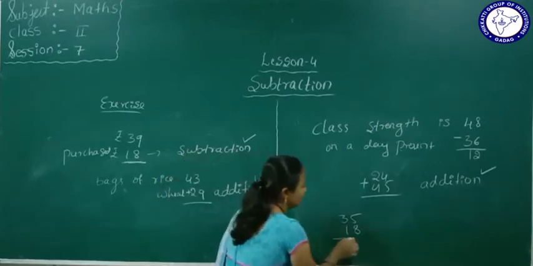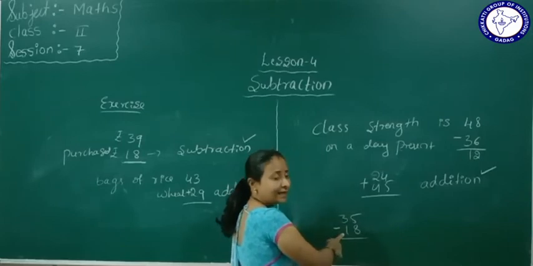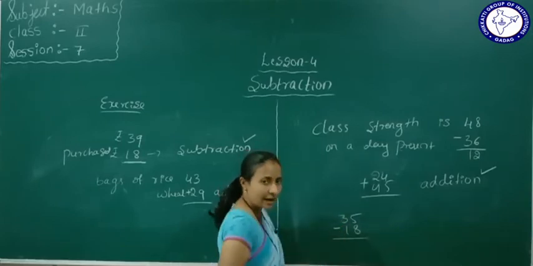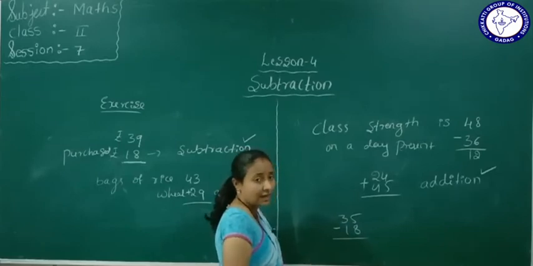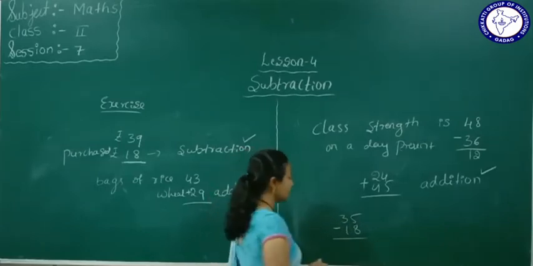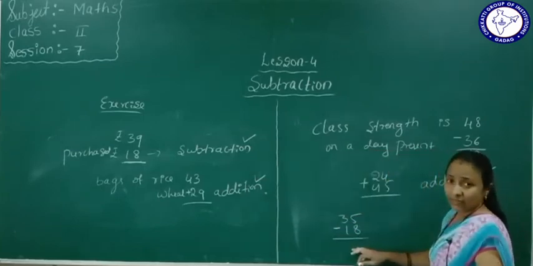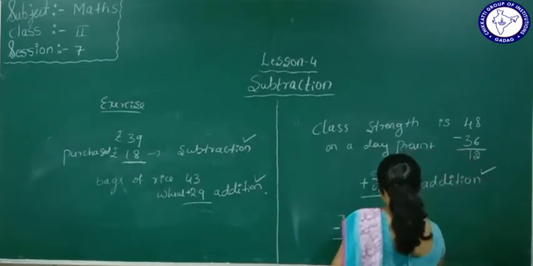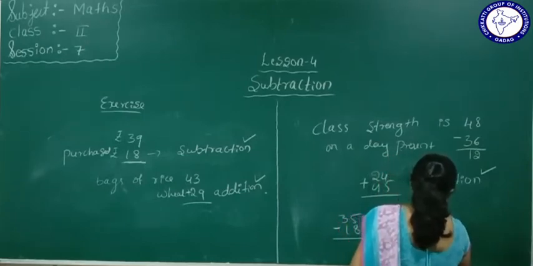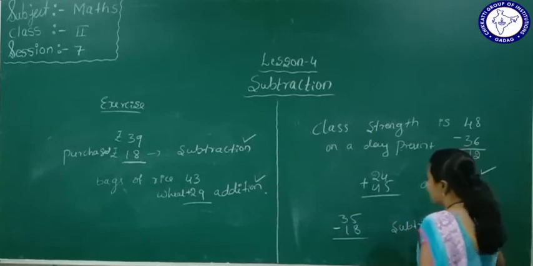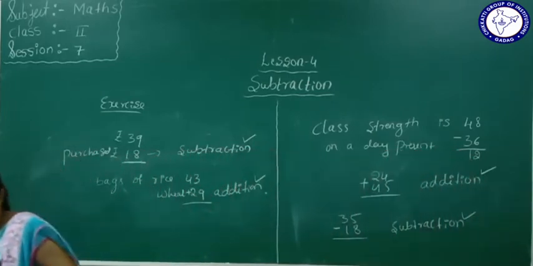So what will we do here? In 35 kites, he sold 18 kites. So we do 35 minus 18. What answer do we get? We can call it subtracting, or the remaining kites in the shop. So this is subtraction. So we put the right mark. Remaining kites in the shop.